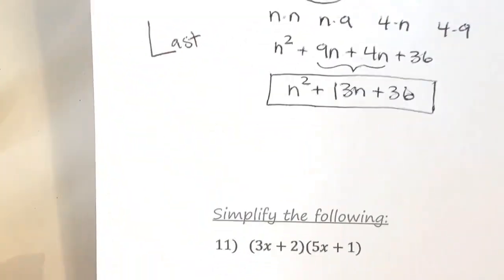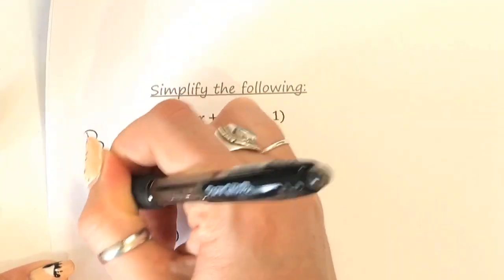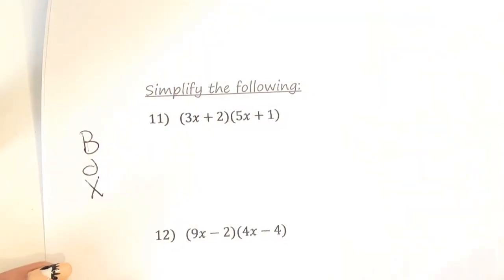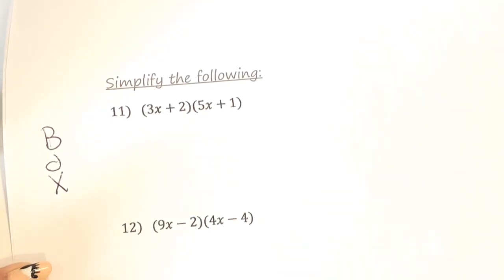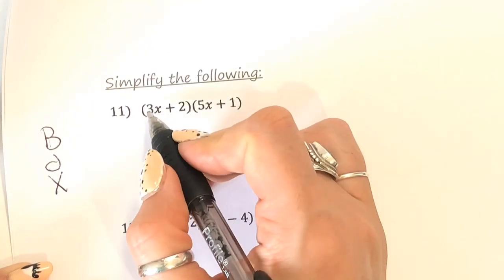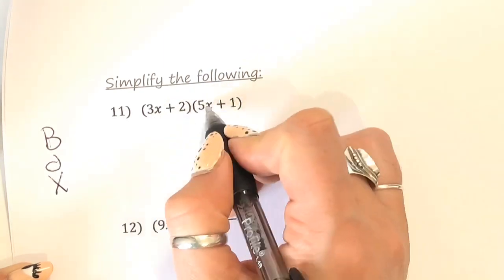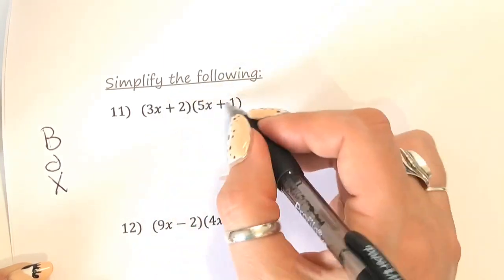The other method I'm going to do is what we call the box method. So I'll just write box here on the side. The box method is just like it sounds. We're going to be drawing a box. How you're going to do it is you're going to use however many terms you need for rows and columns. So I need a 2 by 2 box.